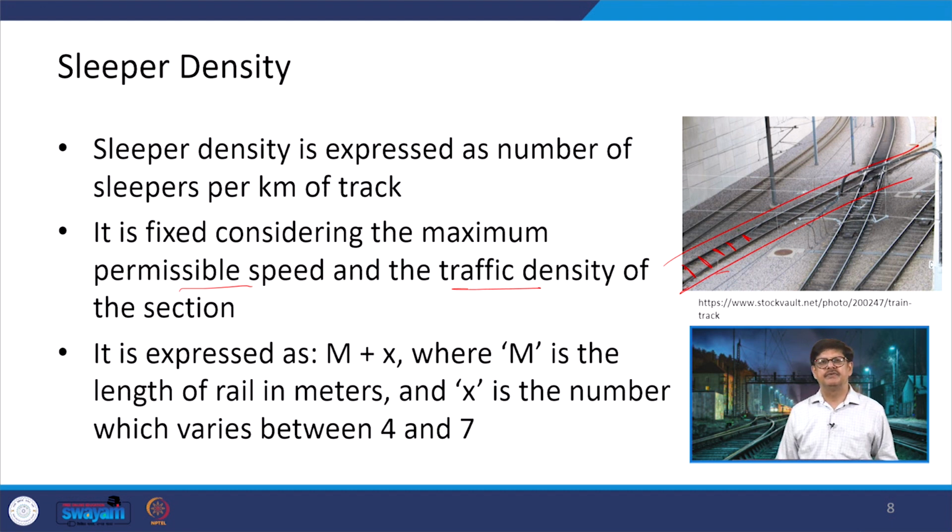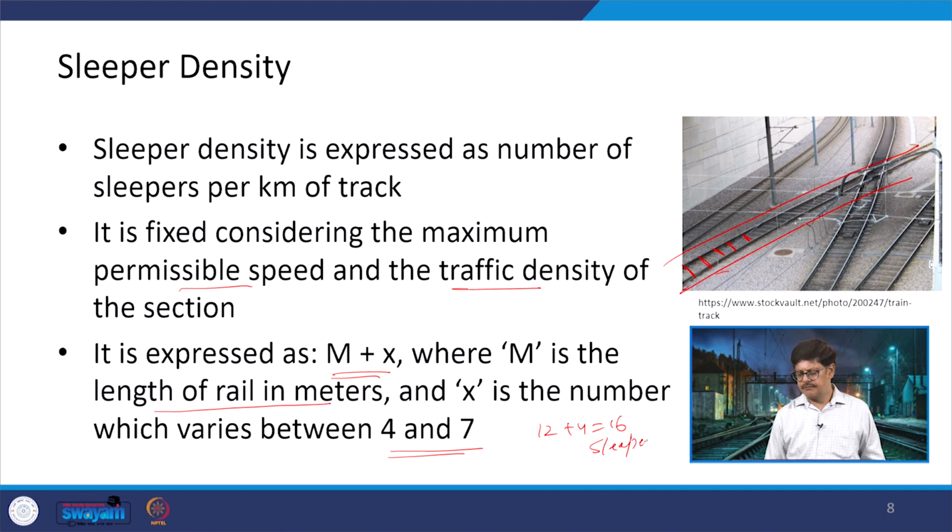How is it expressed? It is expressed as m plus x. And what is m here? M is the length of the rail in meters, and x is a number which varies between 4 and 7. So, if we are talking about a rail which has a length of 12 meters and say x is taken as 4, that means 12 plus 4 is equal to 16. That means there are 16 sleepers per rail length of 12 meters. So, that is how this will come out.